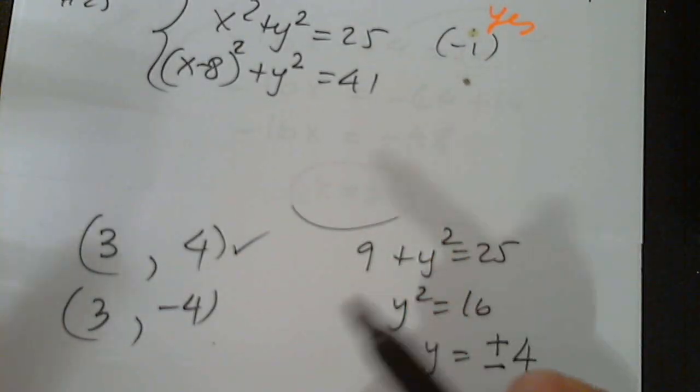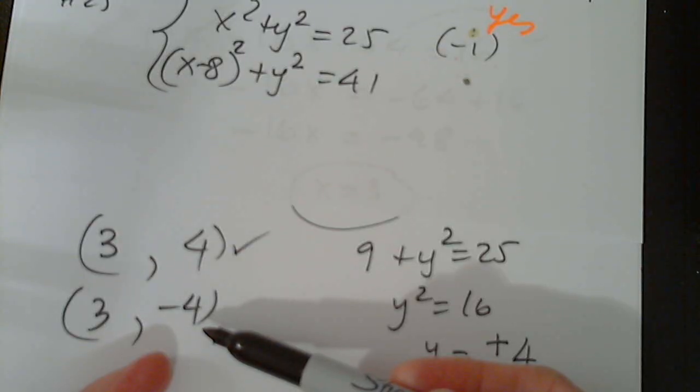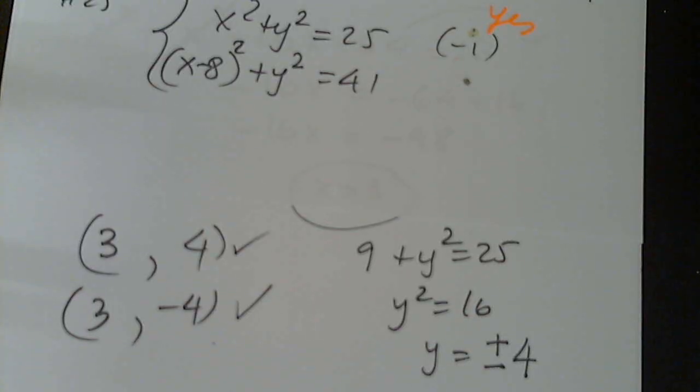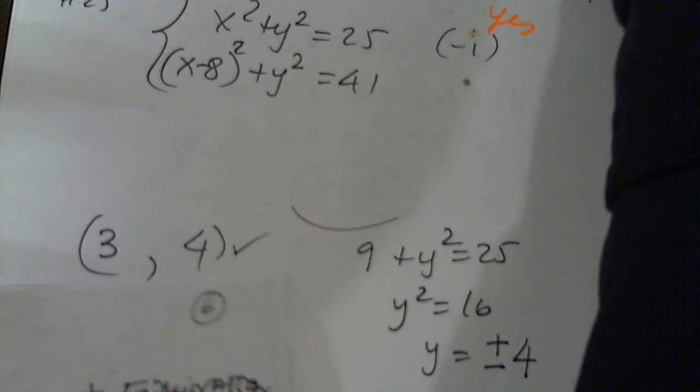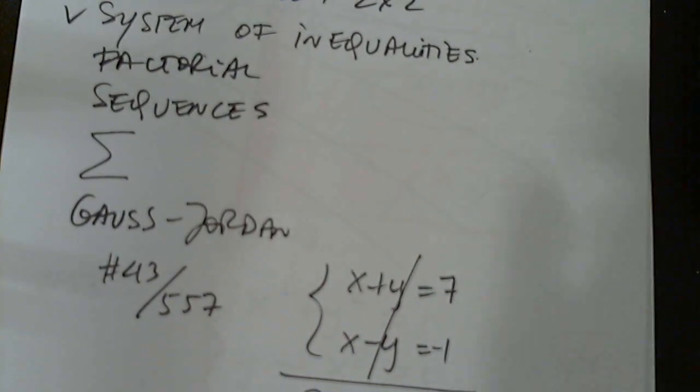The other one is the same because y squared will be the same thing, 16. And there is no change. So obviously both work. Good. Anything else?